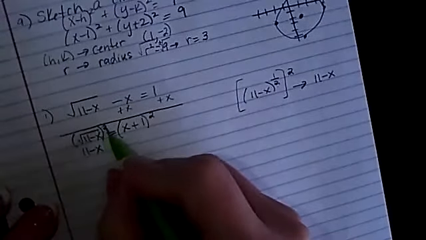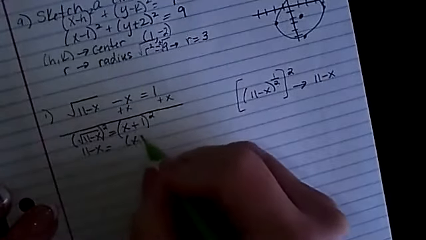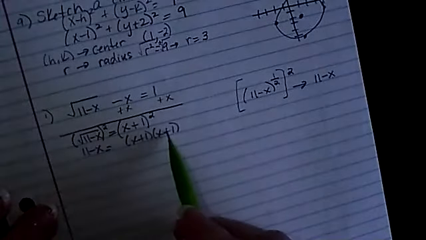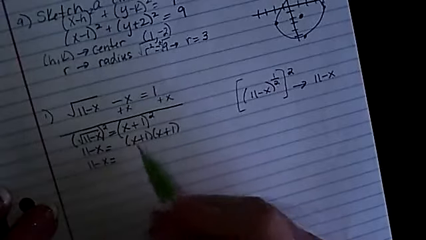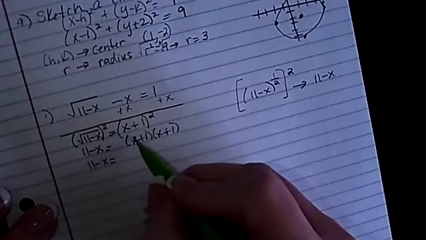Right? Because these cancel each other out, we end up with 11 minus x. Now this is saying take x plus 1 times itself. That's what the squared means. Take this times itself, so we need to multiply those binomials through. You can use FOIL, distribute, however you do that. So I'm just going to distribute.